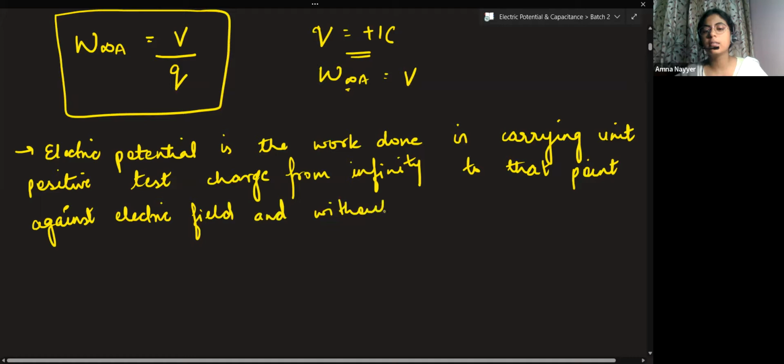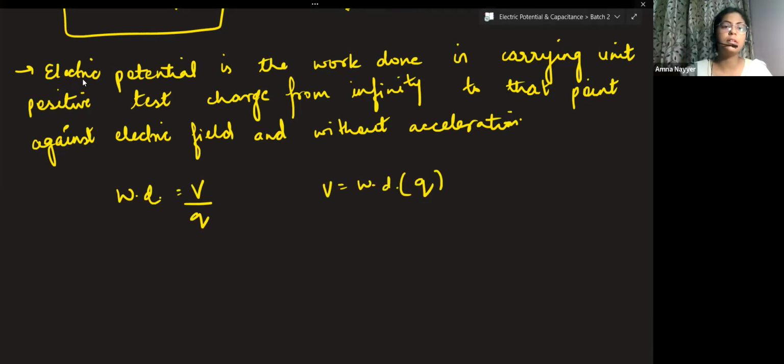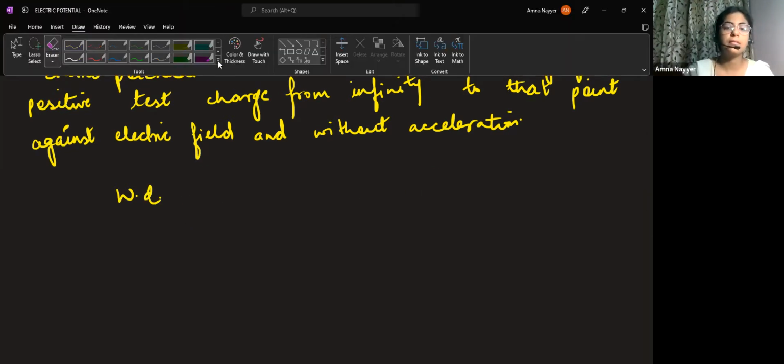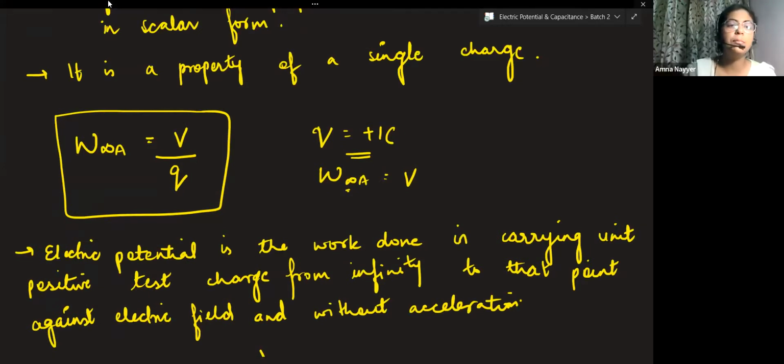And without acceleration. So finally, you have to remember this. Work done is what? This is V, meaning the potential by charge. So what will be the potential? V will be work done multiplied by charge. No, I have written the opposite. Work done is carrying charge. Now see, charge multiplied by potential. Work done per unit charge, no? So here it will be work done per unit charge.